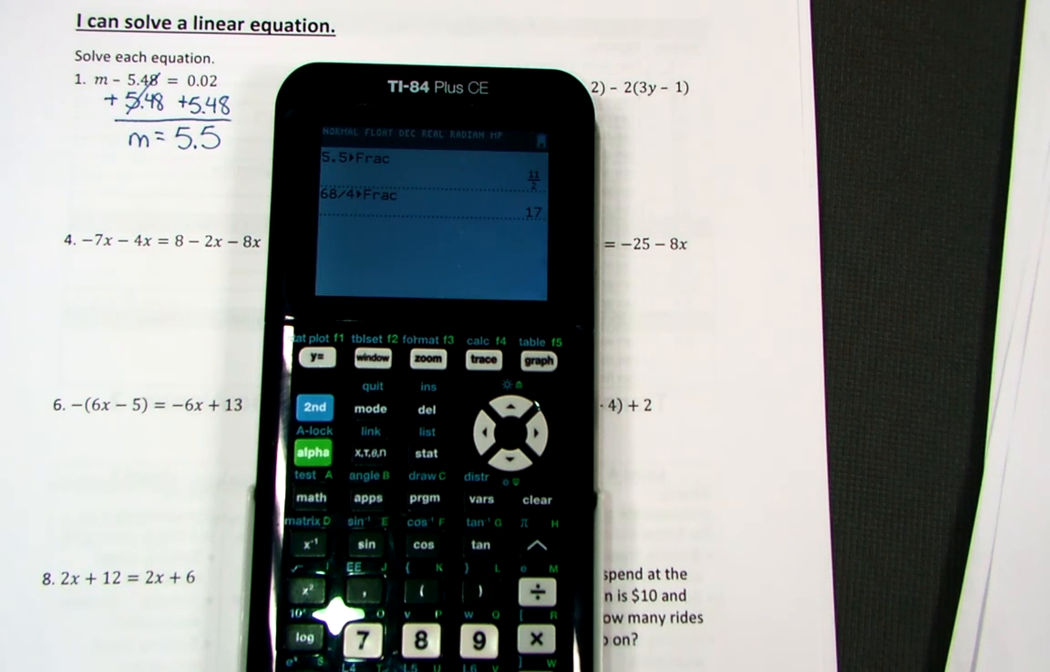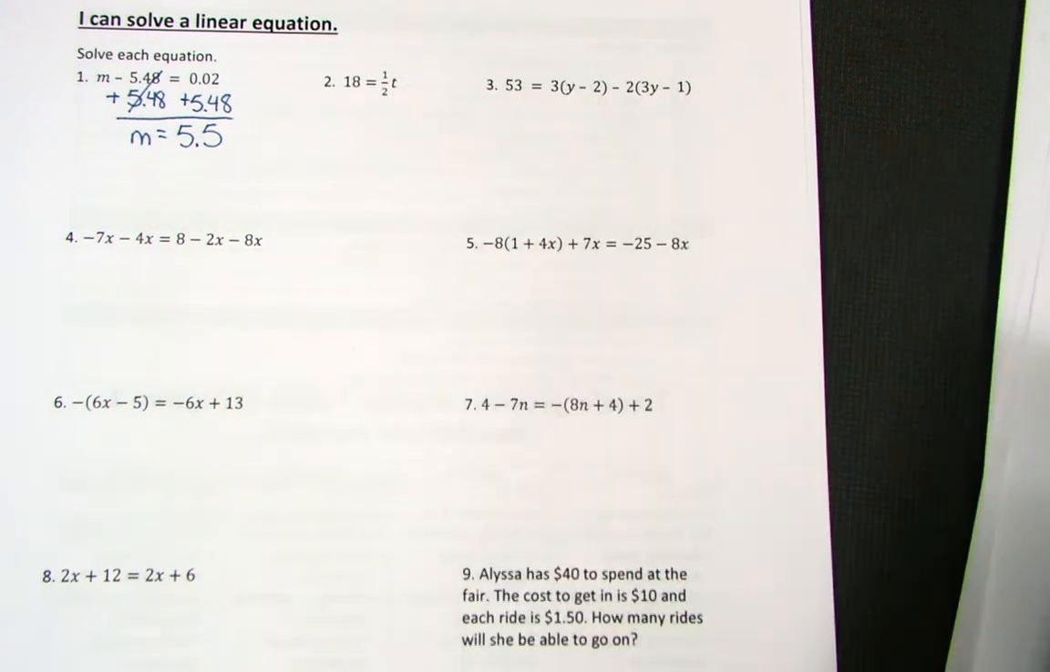Even if you had something that didn't reduce nicely, like maybe 63 over, say, 27. You could still reduce that one by pressing Math, Frac, and it gives us a reduced fraction. So Math Frac is a very important tool that you should master from your graphing calculator. Let's move on to our next equation.